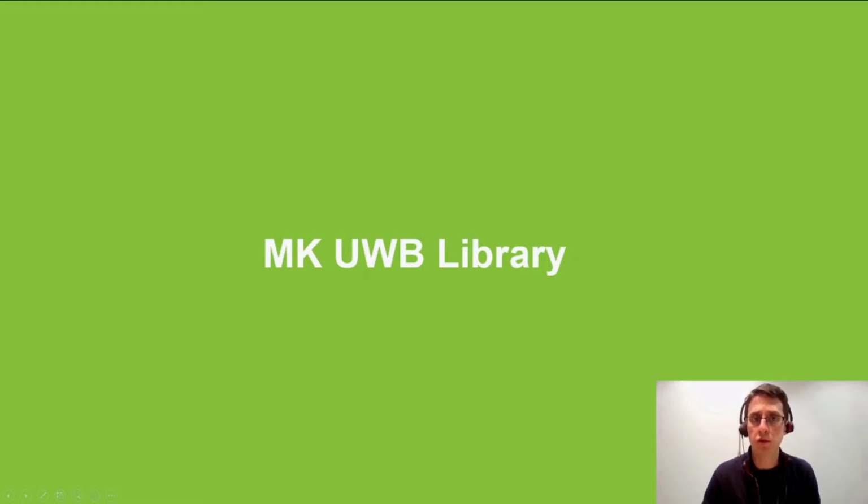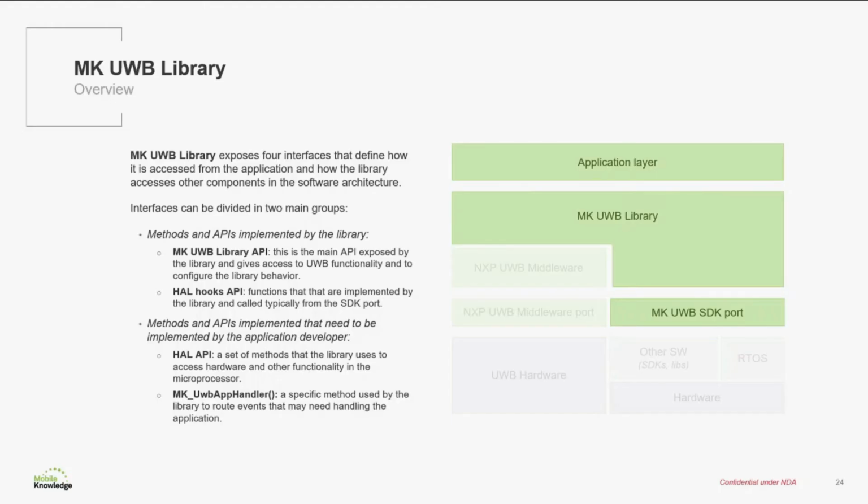We've seen the main components of a typical application based on the MK UWB SDK. Now we'll see in detail the MK UWB library and how the application and the rest of the components interface with it. The MK UWB library exposes 4 interfaces that define how it is accessed from the application and how the library accesses other components in the software architecture. Interfaces can be divided into 2 main categories. On one hand, methods and APIs that are implemented by the library. These are methods that other components will call to trigger some behavior in the library. In this category, there is the MK UWB Library API and the HAL Hooks API.